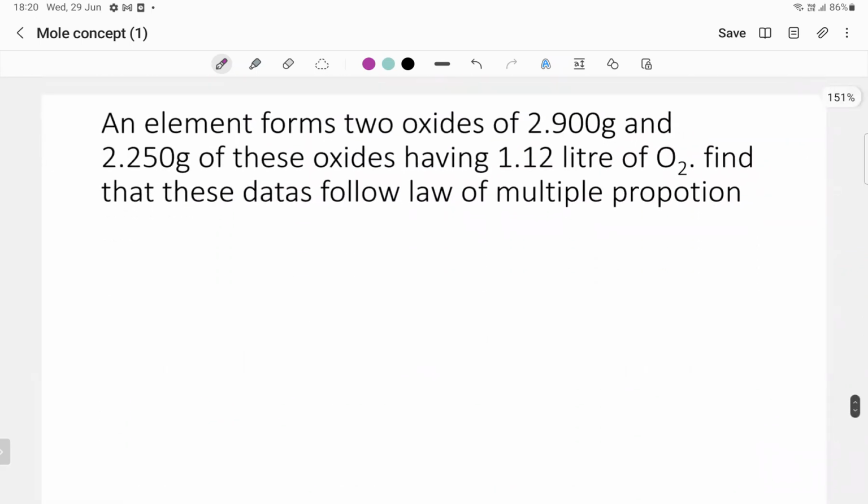In the problem, a small hint: let's suppose an element forms two oxides, and let's call the element X. We don't know what the element is. Correct? So it is forming two oxides, 2.900 gram and 2.250 gram. Both contain 1.12 liter of oxygen. Here these oxides have 1.12 liter of oxygen. Always remember, a gas is measured in volume, which is nothing but liters. Oxygen is in liters.